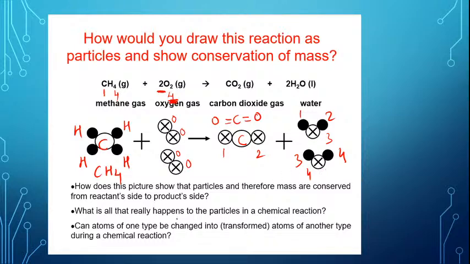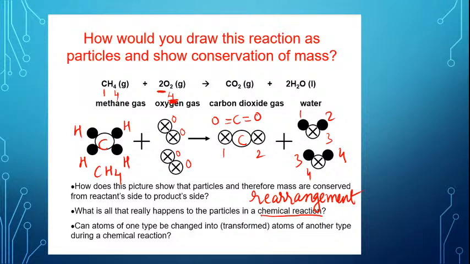So what really happens to the particles in a chemical reaction? There is only a rearrangement of the atoms, nothing else. Nothing else is going to happen. They are not going to change from one element to another. The same elements are there on the reactant side, and the same elements are there on the product side.